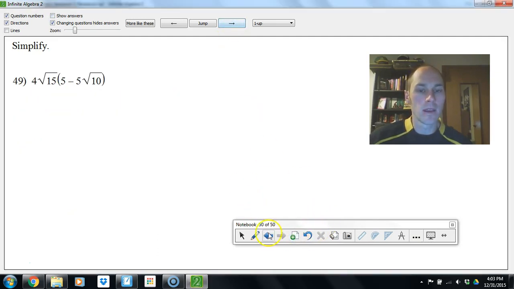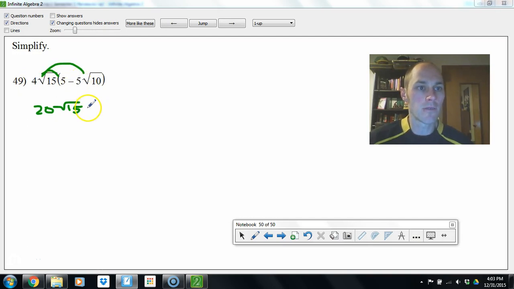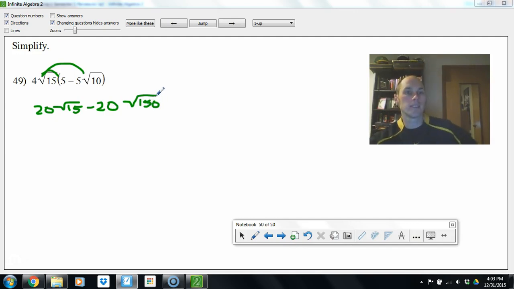Next one, multiplying. So it's just distributive property again. So 4 times square root of 15 times 5 is 20 square root of 15. 4 square root of 15 times negative 5 square root of 10. 4 times negative 5 is negative 20. And square root of 15 times square root of 10 is square root of 150. So now we see if we can simplify these down at all.